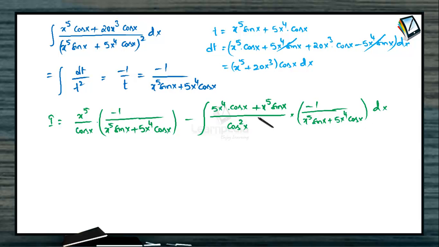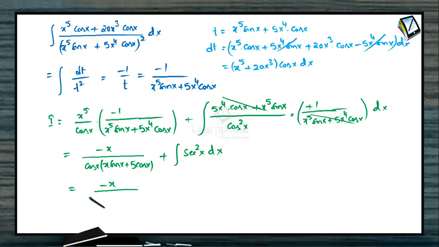Right? Now once we are able to identify the derivative and integral, the problem becomes so simple that these two parts cancel each other. The negative sign cancels both the terms and we are left with minus x by cos x into (x sin x plus 5 cos x), where x^5 cancels against x^4 in this factor, plus what is remaining in this integral? It's simply the integral of secant square x dx. Now what is the integral of secant square x dx? Yes, it is tan x plus c.